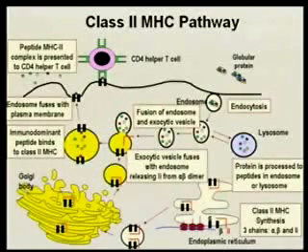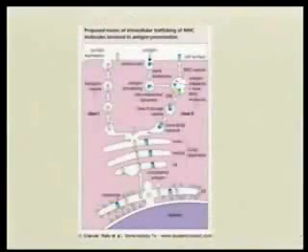And this particular chain serves two functions. The first is that when it associates with the alpha and the beta, this chain loops over top of the binding groove. So it blocks the binding groove, and no peptides can be associated with the MHC class 2 molecule in this situation.